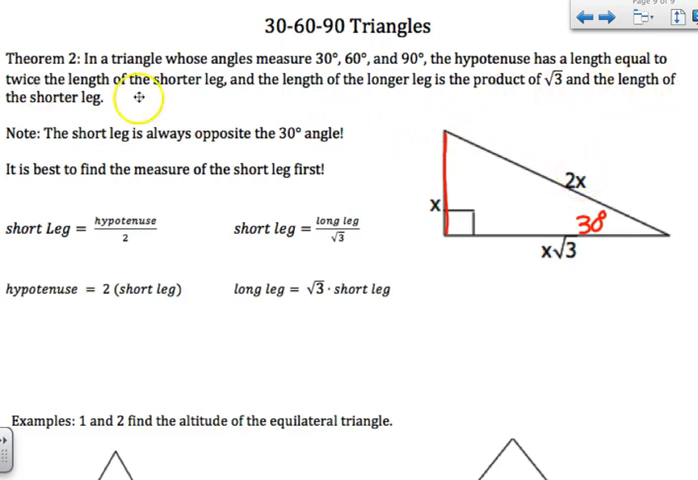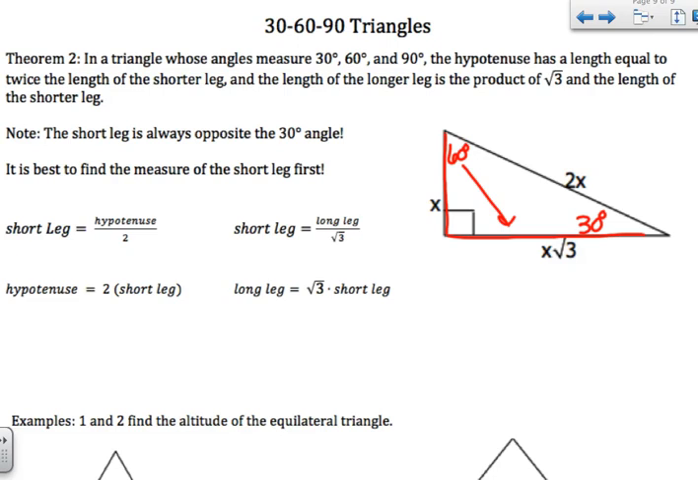Now the length of the longer side, which is down here, is the product of square root of 3 and the length of the shorter side. So basically you have to find the shorter side in all of these before you can do anything. Okay? Once you find the shorter side, you can find the longer side by timesing the square root of 3. Okay? Which is the trickiest part.